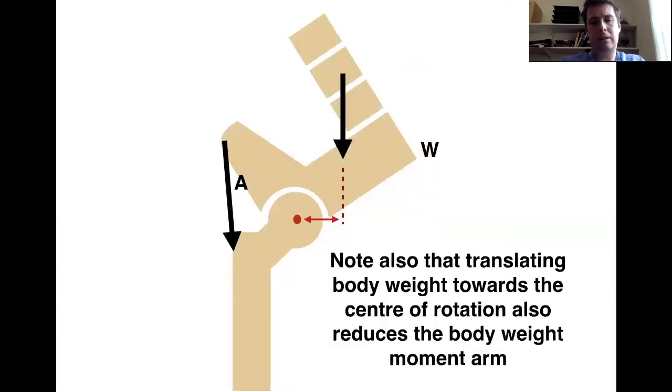How do patients who have hip arthritis help their own symptoms? Well, they may limp and they may translate their body weight more over the affected hip. And the effect that that's having is actually reducing the moment arm of the patient's body weight. And by reducing the moment arm of the patient's body weight, it may then also help reduce the force required of the abductor muscles and therefore also reduce the joint reaction force.